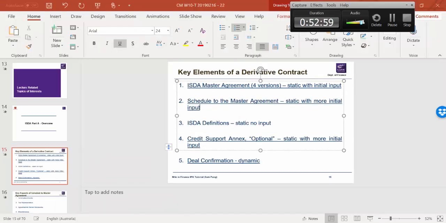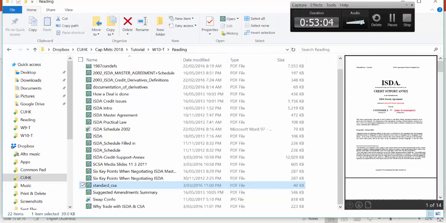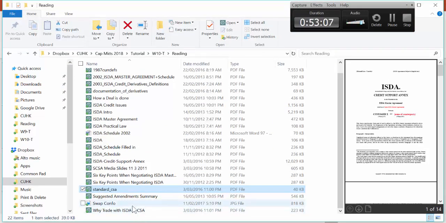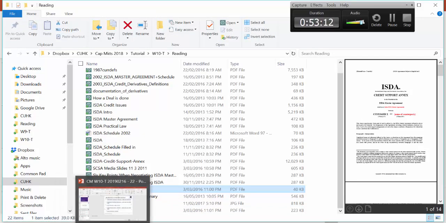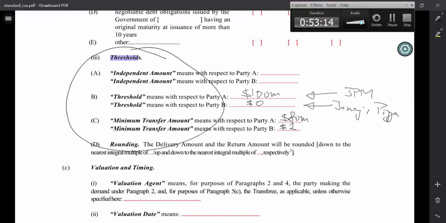And what else? Deal confirmation. Well, I can show you one of these, but hold on. This is when you actually put up an initial margin. Thank you for asking. I didn't talk about that. That is before you even trade anything. Give me some money. Yeah. Margin. Yeah. Initial margin. I'm sorry I didn't mention that. It's good you picked it up.